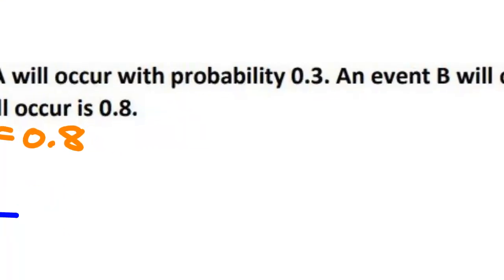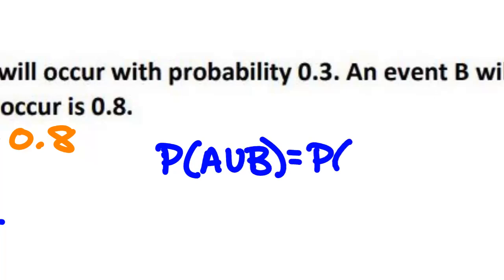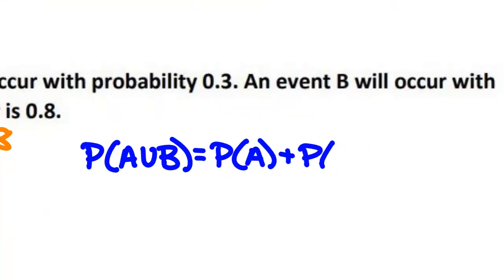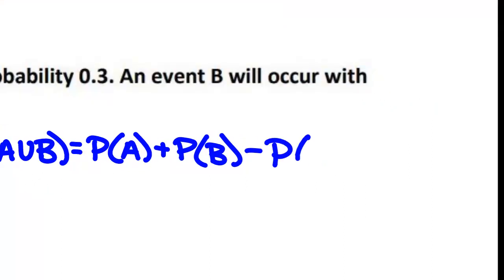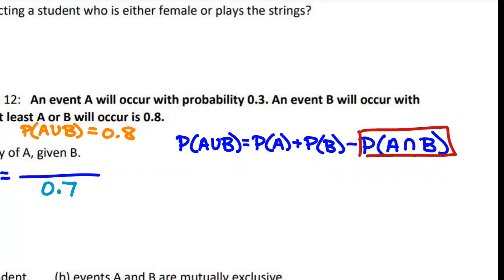General addition rule says that the probability of A or B is equal to the probability of A plus the probability of B minus the probability of the intersection, the overlap, A and B. This is what we need for our numerator. So this is the piece that I'm interested in. I don't know that part, but I know all the other pieces. So I can sub in what I know.